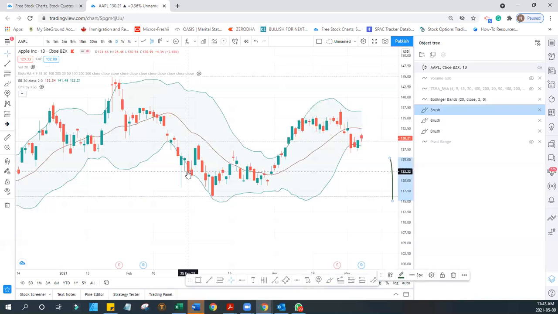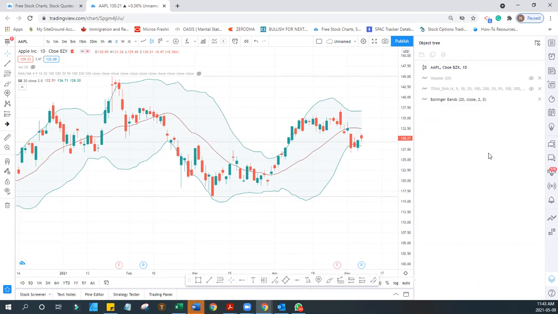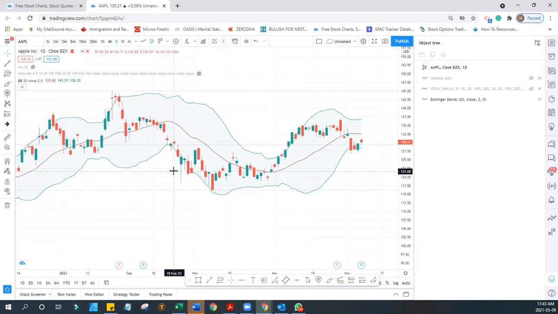Okay. Anybody have any questions? So we can do the Fibonacci and then wrap up the session because we are close to the time. So are all these options available in the TradingView paid version? This is free. I'm using free. Everything I'm using is free.